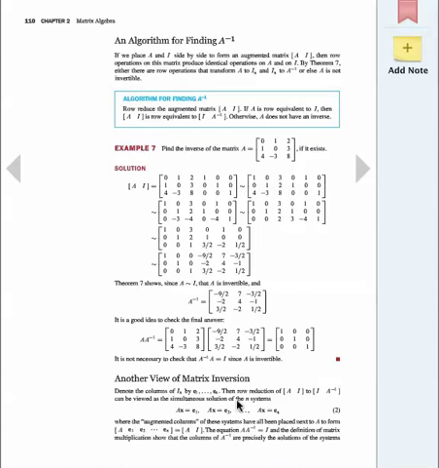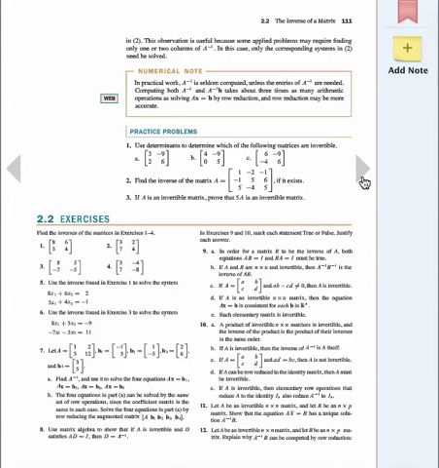You could read this blurb at the end, another view of matrix inversion. It's not going to be so important for us. I just want you to know what an inverse is and how to find it. Those are the main takeaways from this section. And I want you to have a hint that inverses are useful in matrix algebra, because we need them instead of division, which we don't have. So, that's these two sections, and I'll see you next time.